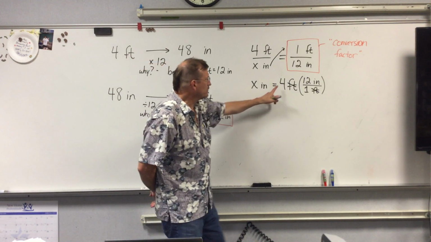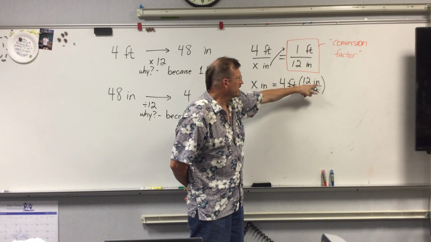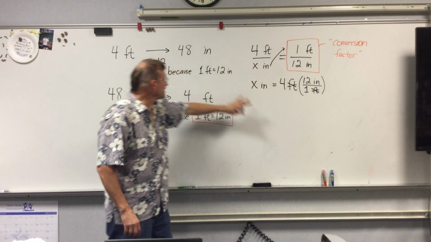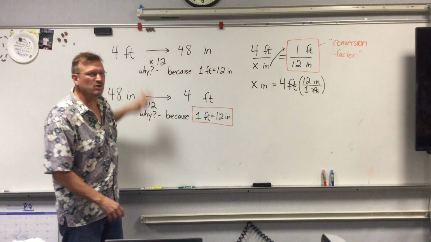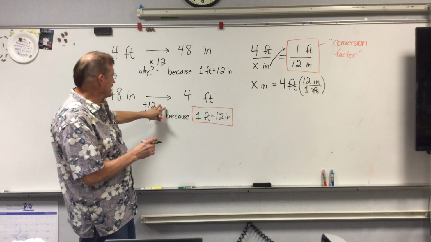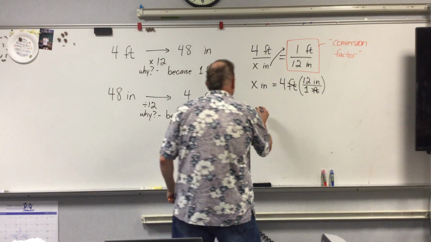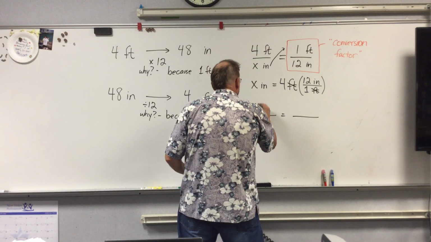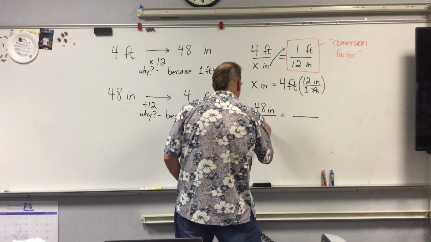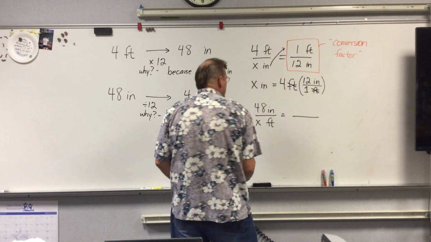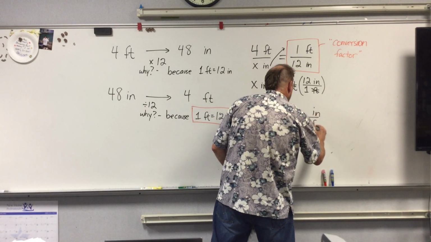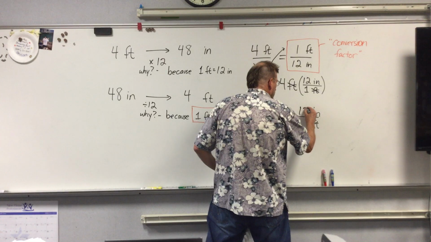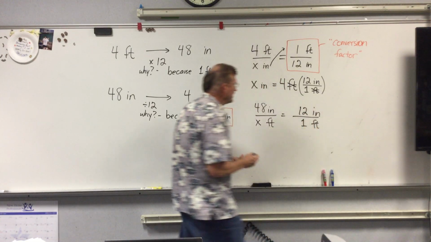So in the end, when we do this multiplication here, that is why we end up with inches on both sides. Okay? This is the explanation for all of this over here. Now, if we come here and we set up the other problem, and I'm going to set it up similarly, so I'll put 48 inches here over X feet. We have inches and feet here. We put 12 inches, 1 foot here.